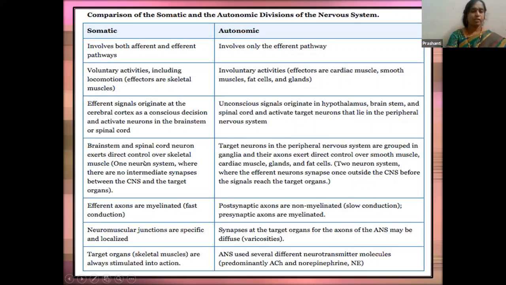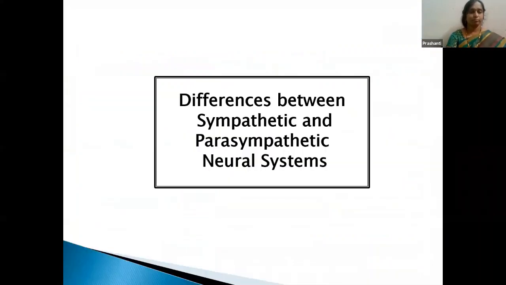And when you see the target organs, these are always stimulated into action. Whereas the autonomic uses different transmitters to transfer the information, like acetylcholine, norepinephrine, etc. And somatic is under our control, and autonomic is not under our control, children. These are the few differences we learn between the somatic and autonomic divisions of the nervous system.